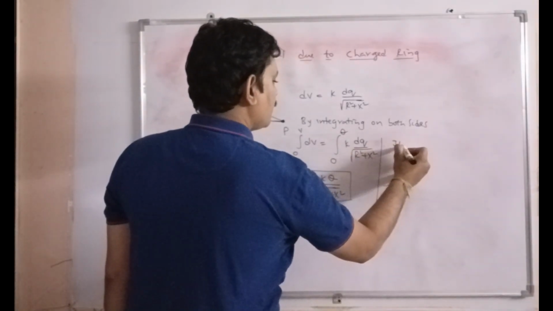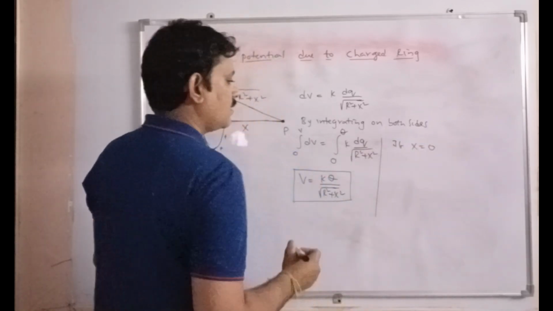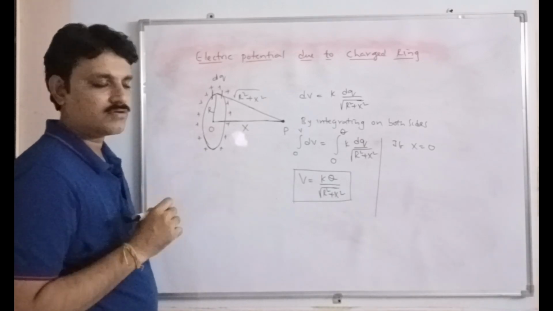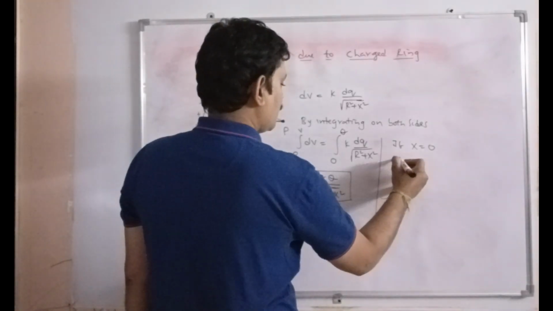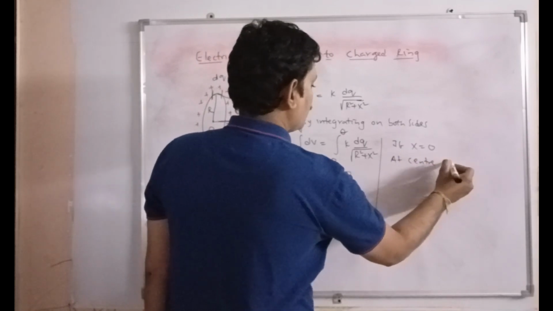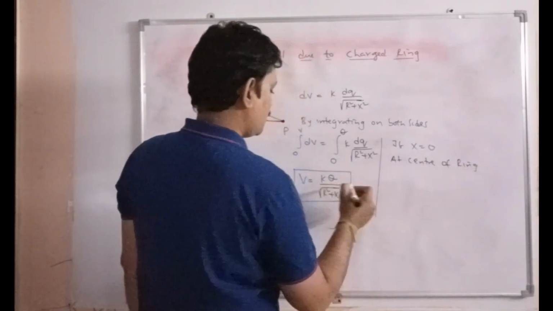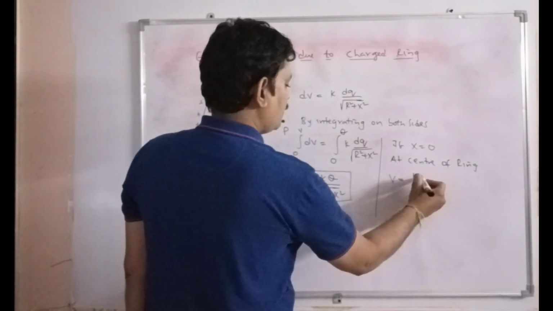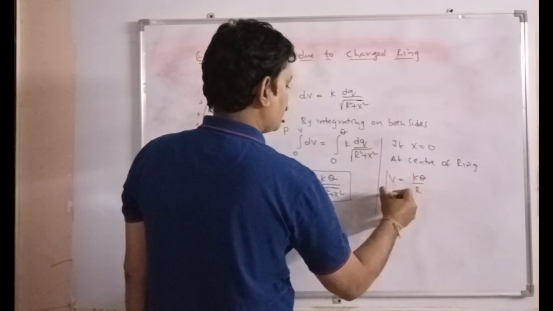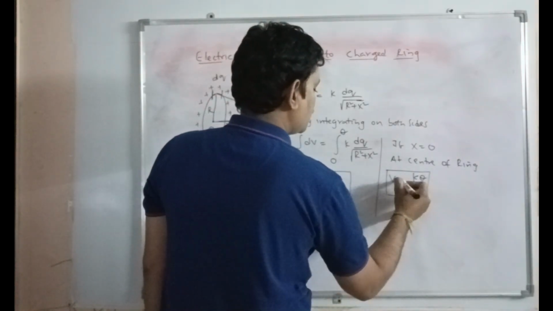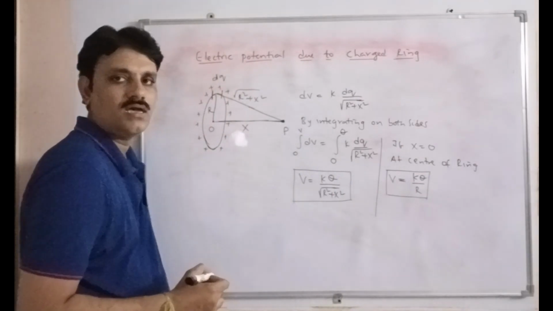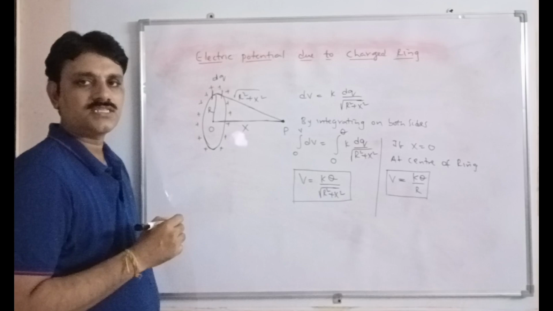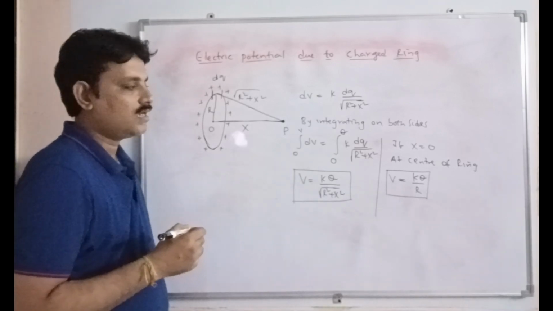So if x is equal to 0, what does it mean? At the center of the ring, what is the potential? See, if you take x is 0, then V is equal to kQ by r. The potential at the center of the ring is kQ by r. If you take x is equal to 0, that is the potential at the center of the ring, which is equal to kQ by r.